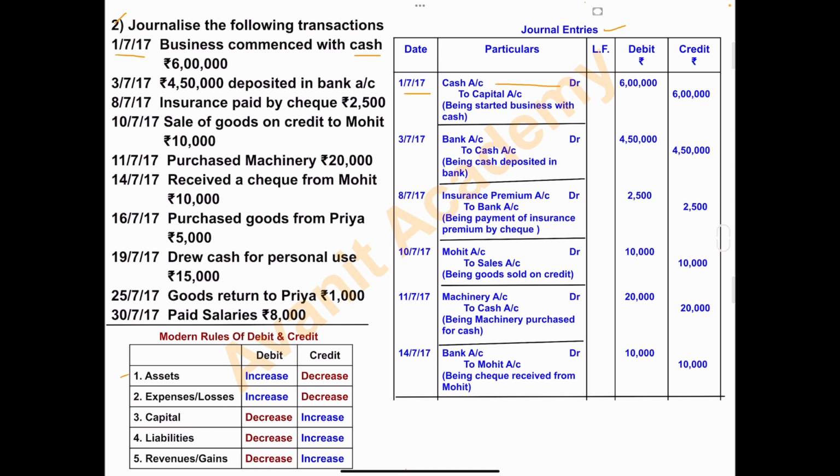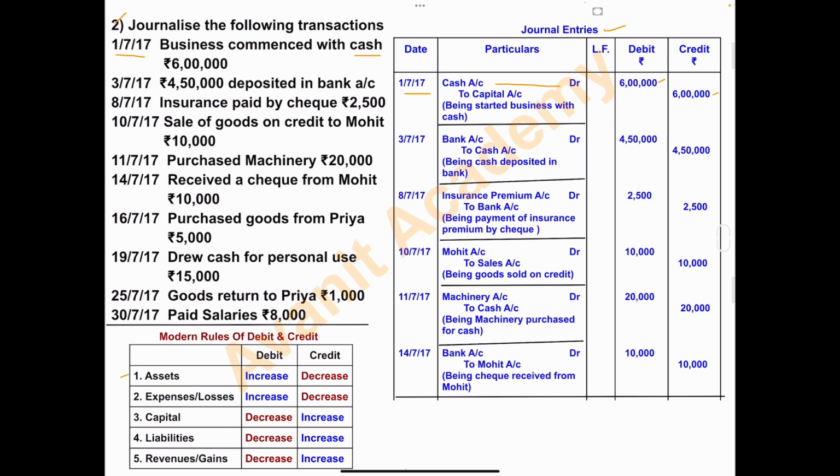So cash account amount ಅನ್ನು ಎಲ್ಲಿ ಬರಿಬೇಕು? In the debit column, and the amount is 6 lakhs. So cash account debtor, write the amount in the debit column, 6 lakh. To capital account. Capital account is credited, so in the credit column, write 6 lakh. And we have to write the narration compulsorily. The narration is being started business with cash.